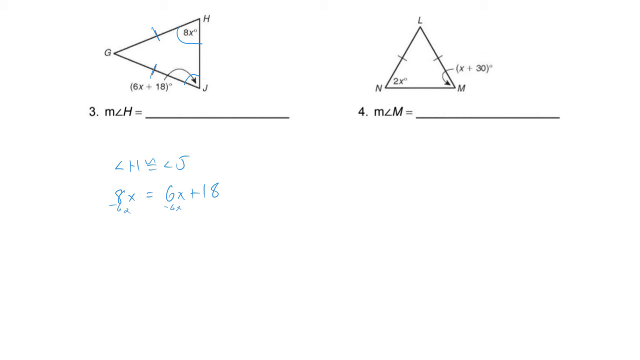Now we move the 6x over. We get 2x equals 18. So x is equal to, we divide by 2 on both sides, x equals 9. We want to find angle H, so angle H is equal to 8x. We know x is 9, so I'm going to substitute 9 in. So angle H is 8 times 9, or 72 degrees. And that's our solution.